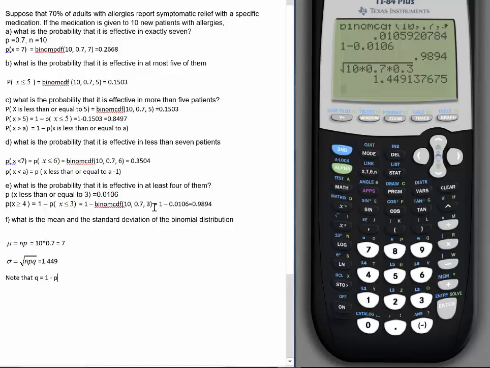I hope that this exercise helps, but it does cover everything you need to know about binomial distributions.